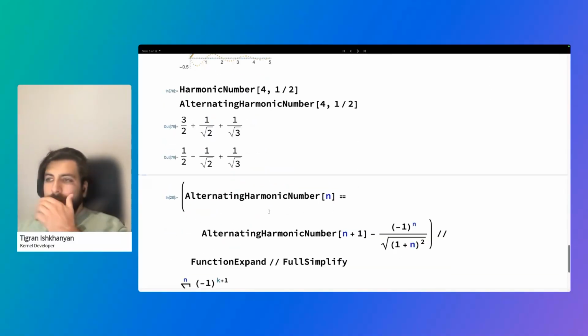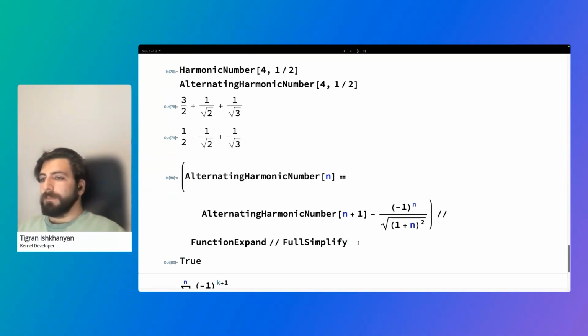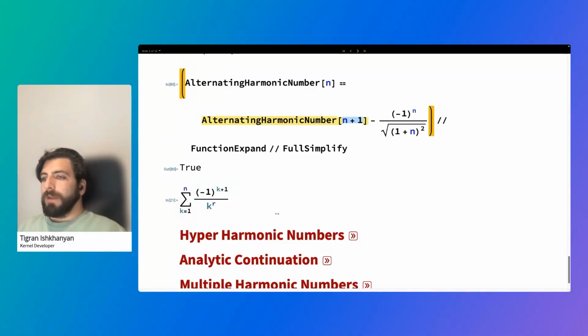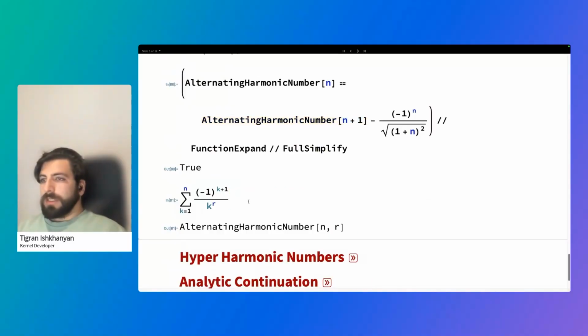The alternating harmonic number also satisfies different formulas like this one. This is a recurrence relation connecting the alternating harmonic number of order n with n plus 1. And of course, the defining sum.